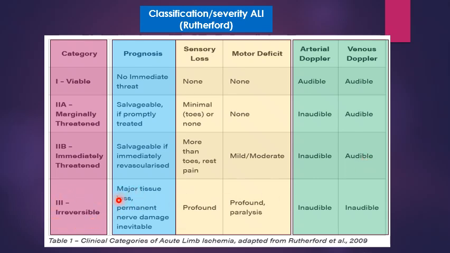And the last group is your irreversible. The major tissue loss and permanent nerve damage is inevitable. So nothing much can you do. It's unsalvageable. So there's profound sensory loss. Motor deficit is profound, paralysis. Arterial Doppler inaudible, venous Doppler inaudible. So the whole limb is dead beyond the block. Okay, so these are the 4 categories that you must be able to remember and assess the patient to put them in which category.